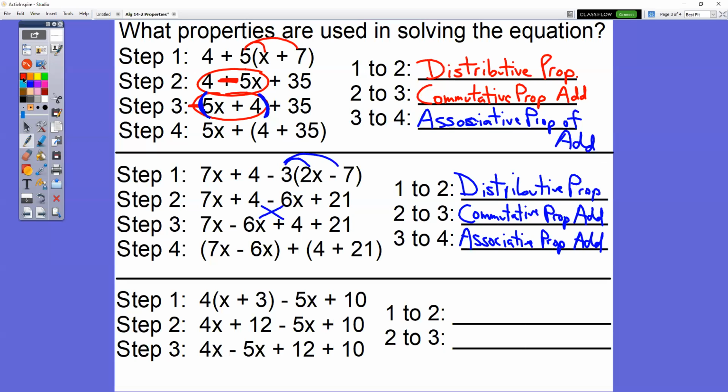All right, who thinks they know what we're doing from step 1 to step 2? Oh, what do you think? The distributive property. We're taking this number outside and multiplying by both of the things inside to go from 4 times x plus 3 to 4x plus 12. So we are doing the distributive property.